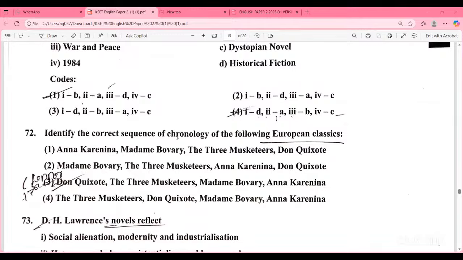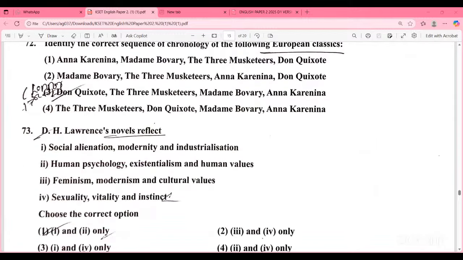Identify the correct sequence of chronology of the following European classics. First, we have Don Quixote, The Three Musketeers, Madame Bovary, and Anna Karenina. Yes, option 3 will be the right answer. Don Quixote first, then The Three Musketeers, then Madame Bovary, and lastly Anna Karenina. This is the right chronology.